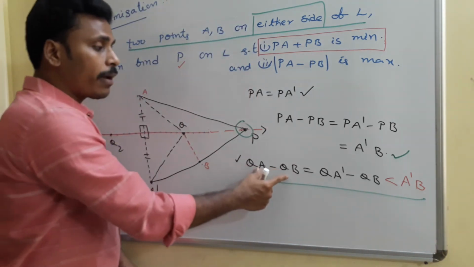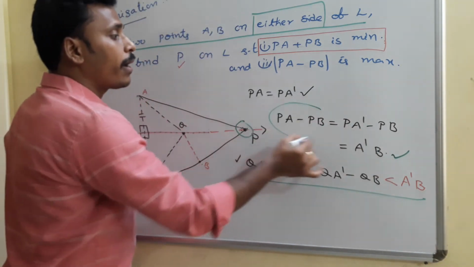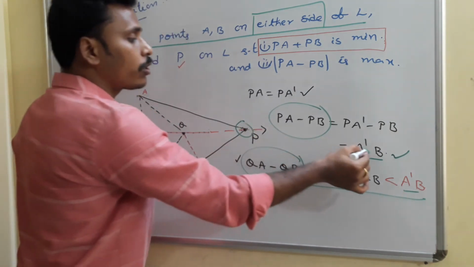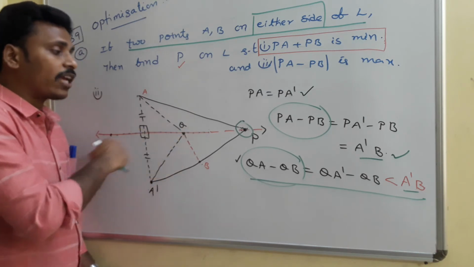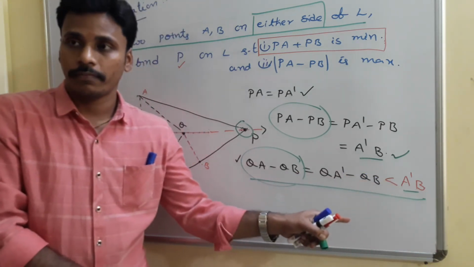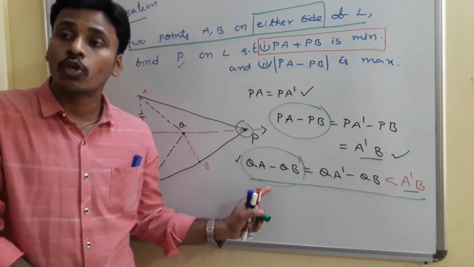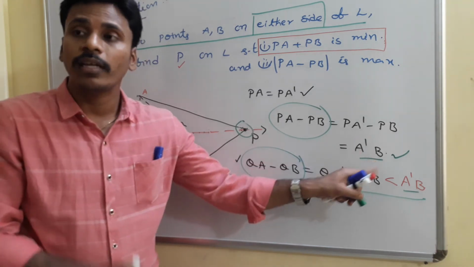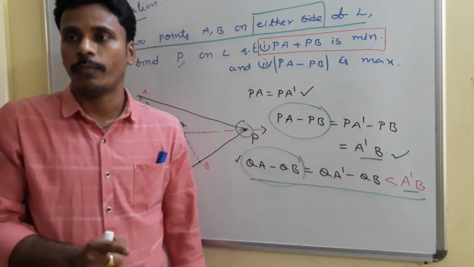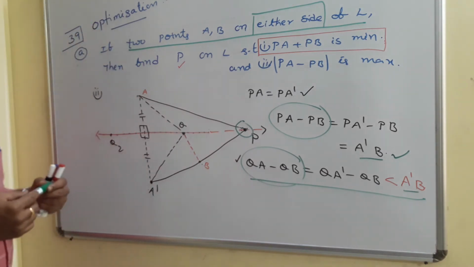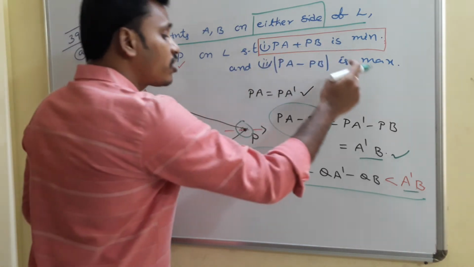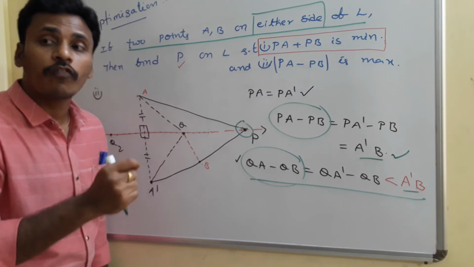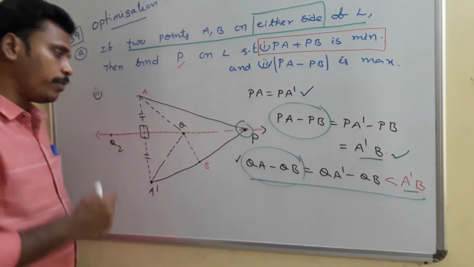That is, QA minus QB is less than A dash B, while PA minus PB is equal to A dash B. Only for P is the difference equal to A dash B, and for all the remaining points like Q, the difference is less than A dash B. It is strictly less than A dash B, but for P it is equal. So that means A dash B is the maximum. In this case, you need to memorize that the maximum distance is A dash B, and the location of point P is the point of intersection of the line with the line segment A dash B.